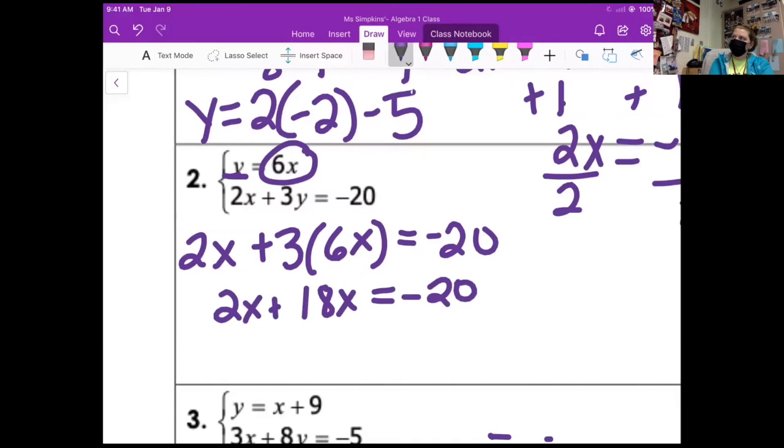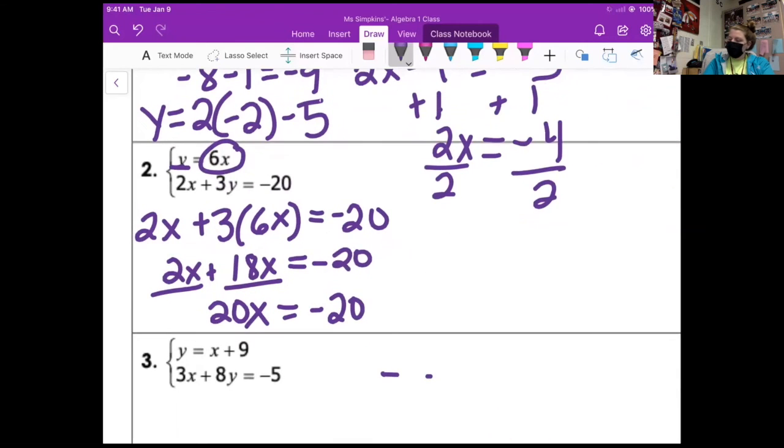What else? Before that, do you see anything else? Combine like terms, good, Graham. 2x and 18x is 20x. So then we could divide by 20 and x would equal -1.